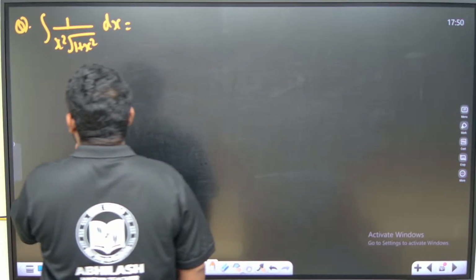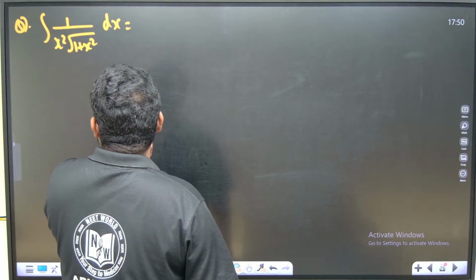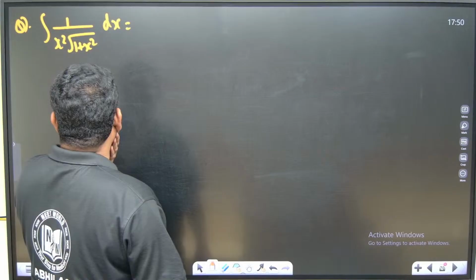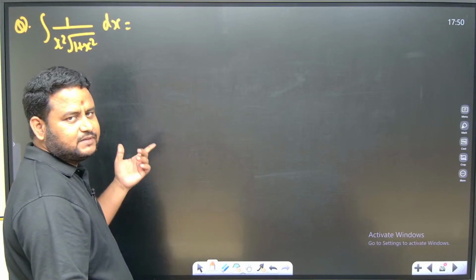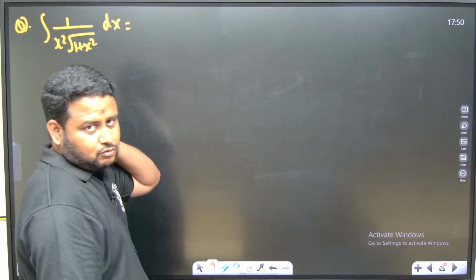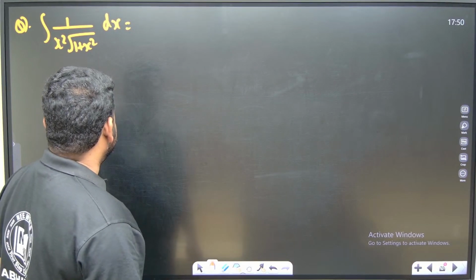See here, they have given the integral of 1 by x square into square root of 1 plus x square dx. This is the question that is given. So before winding up the class, let us try this question also. They have given square root of 1 plus x square.